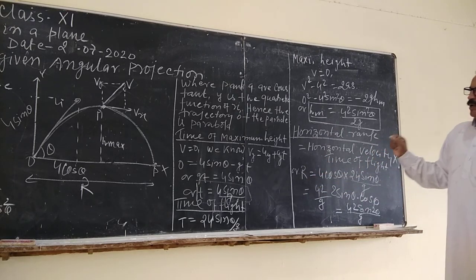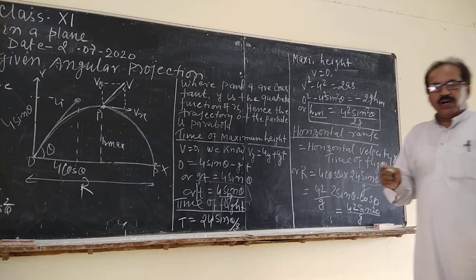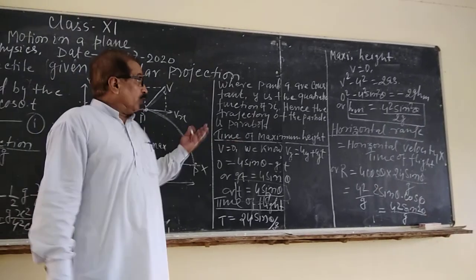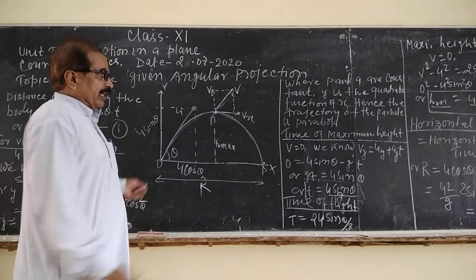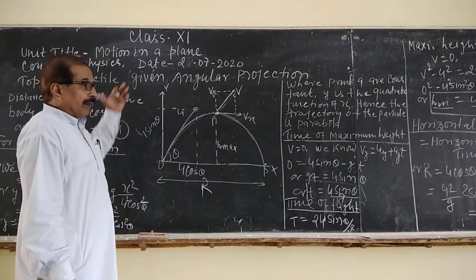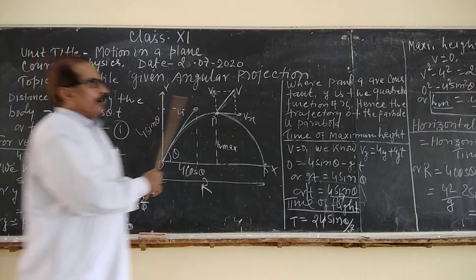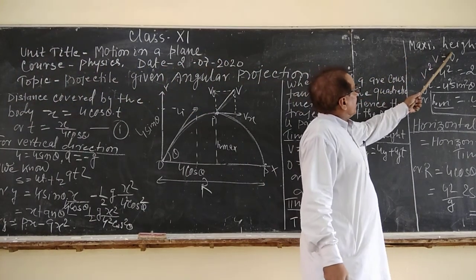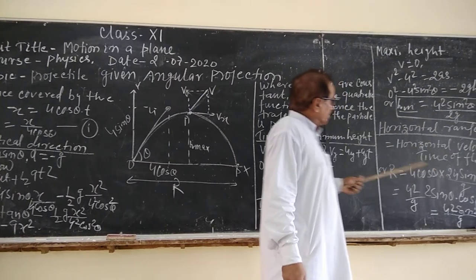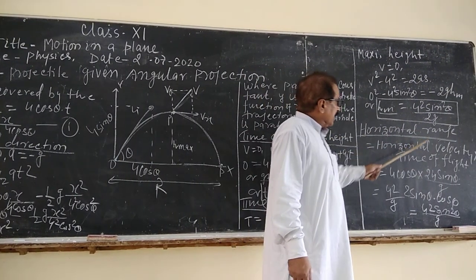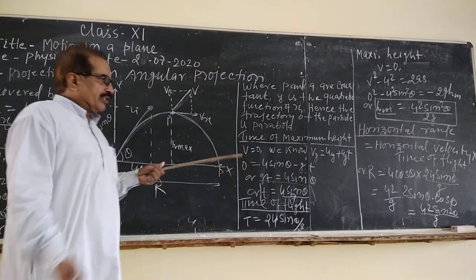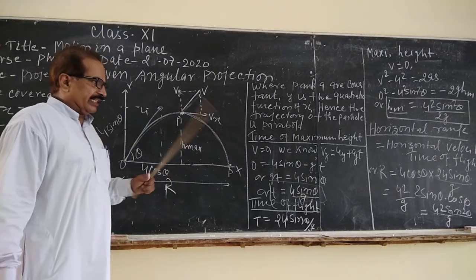So in this projectile, we find first of all that the motion of a projectile is basically a parabola, and my next topic is the time of maximum height, the time taken by the projectile to reach the maximum height. My third part is the maximum height, so h max is equal to u square sin square theta upon 2g. Then we find the horizontal range of the object, and we get R is equal to u square sin 2 theta upon g.